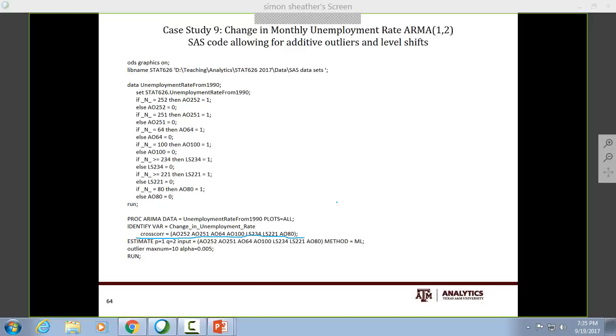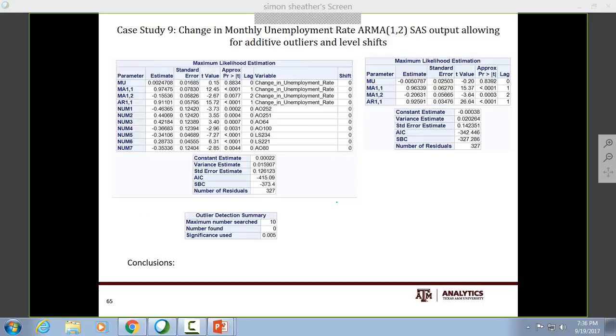The next line says, estimate a model with AR equal to 1 and MA equal to 2 and predictors, the input. The inputs equal to these additive outliers and level shifts, and please search again for outliers. And please don't find any more because this drives me crazy, all this code, right? So, the good news is it didn't find any more outliers.